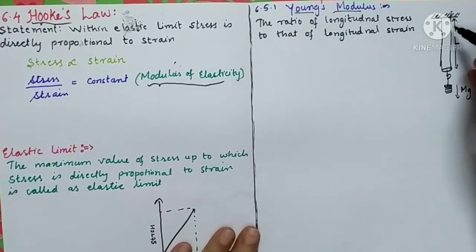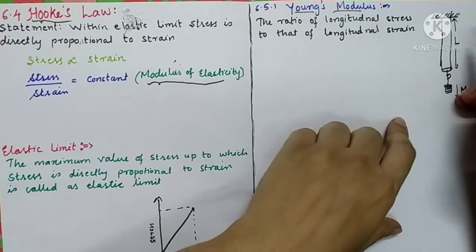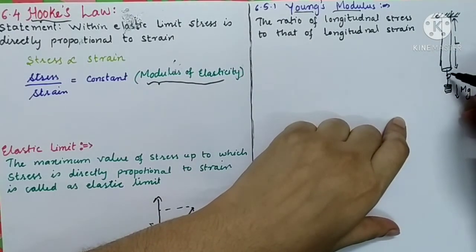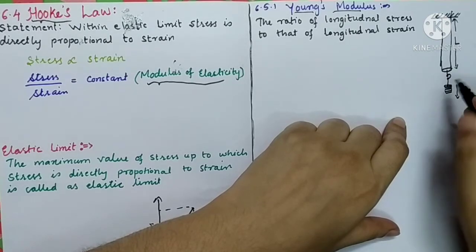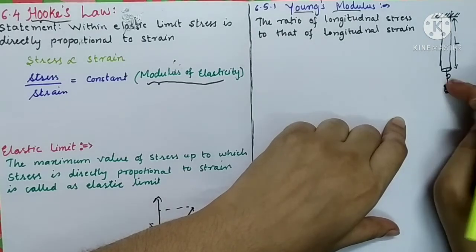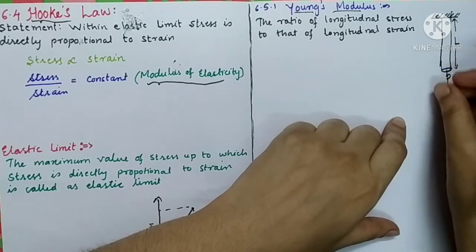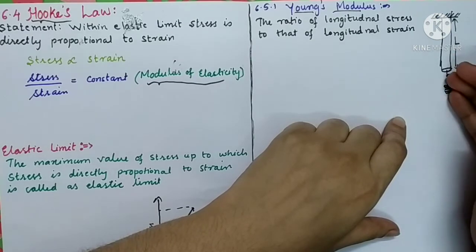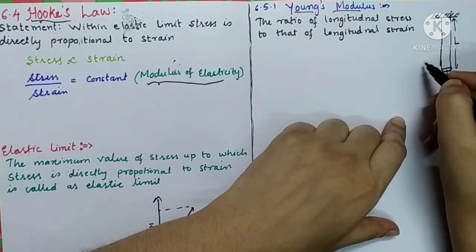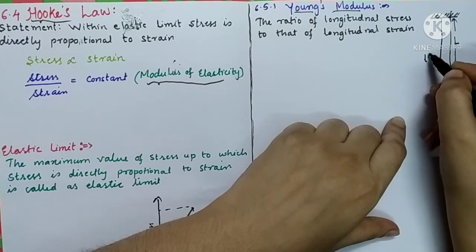Here we have taken one wire of length L. Its one end is connected to the rigid support and its another end is connected to the load, or you can say stress or a force. So some mass is attached to the lower end, some load is attached so that the wire will get elongated. So let the elongation produced in the wire be small l.